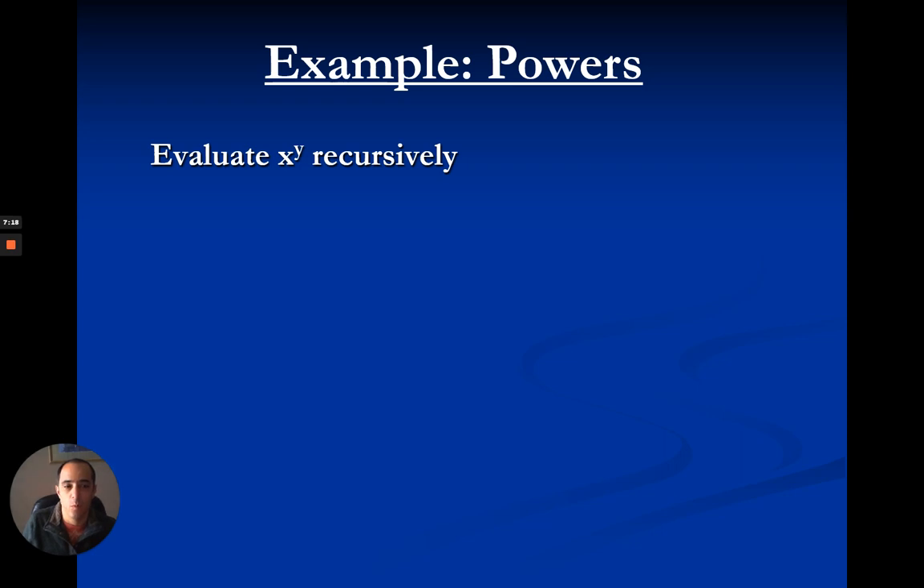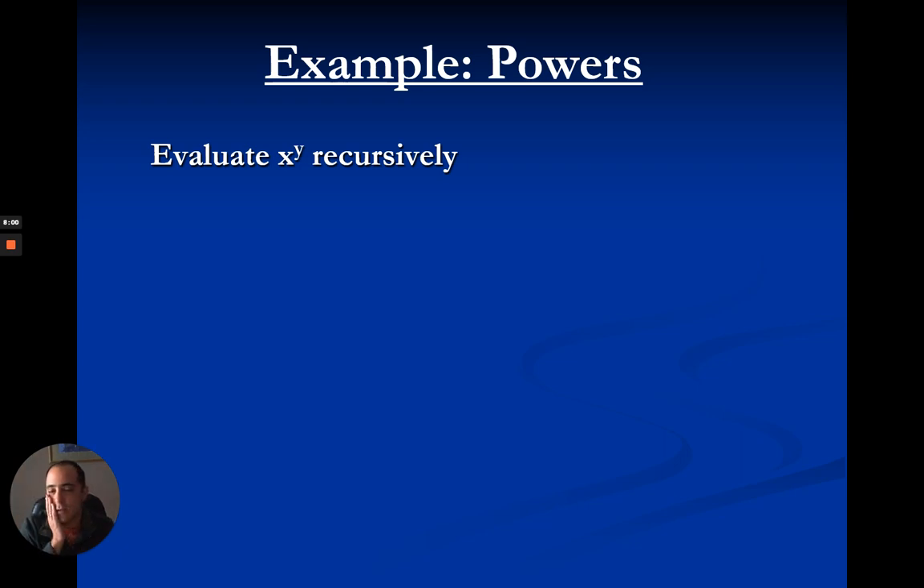Powers. So you all know what a power is, 2 to the power of 3. If you think about how you learn powers, 2 to the power of 3 was 2 times 2 times 2. Or 2 times 2 to the power of 2. And 2 to the power of 2 can be written as 2 times 2 to the power of 1. And 2 to the power of 1 could be written as 2 times 2 to the power of 0. So thinking about that, how would you write x to the power of y recursively?